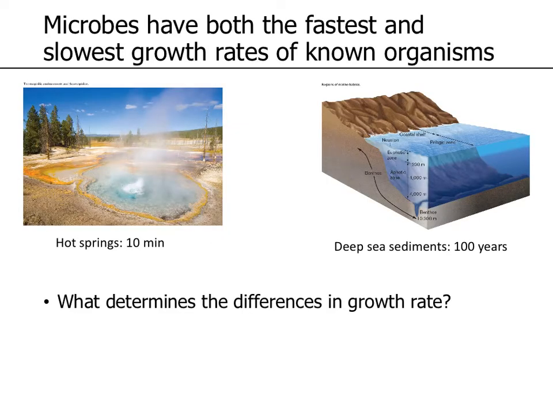All right, so microbes have both the fastest and the slowest growth rates of known organisms, right? I've been telling you that E. coli doubles at about 30 minutes, right? But there are also microbes that grow in hot springs that are doubling at 10 minutes, so much faster than that. And on the other end of the spectrum, things that live in deep sea sediments might actually take 100 years to double. So you can get the full spectrum, and again, it's going to depend on the environmental factors, right?